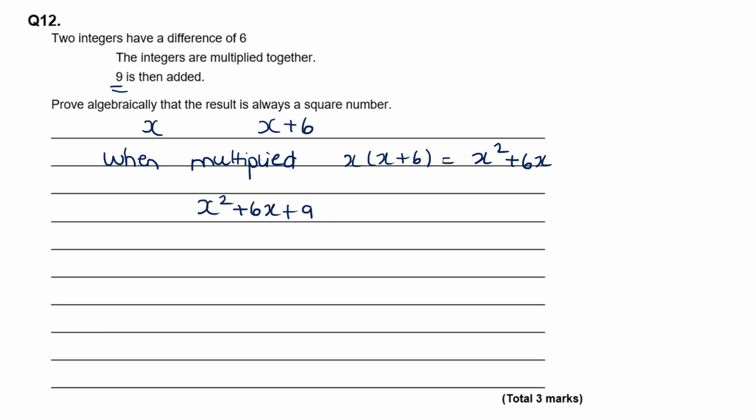We're trying to prove algebraically that the result is always a square number. So if I factorize this, it's going to be x plus 3 and x plus 3, which is the same thing as x plus 3 squared. Therefore, a square number. There we go.